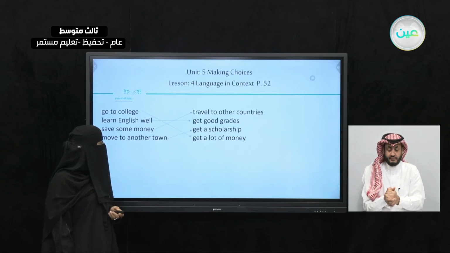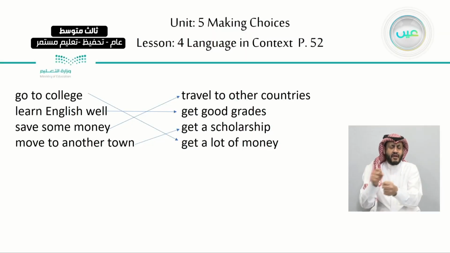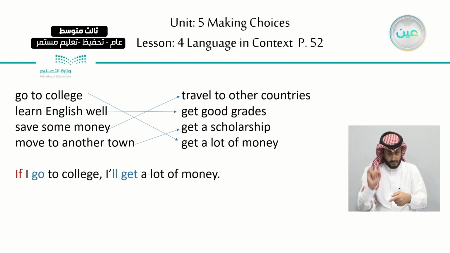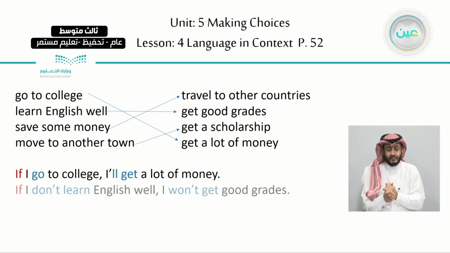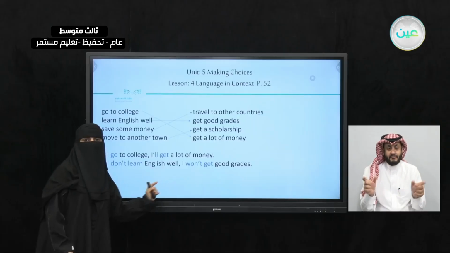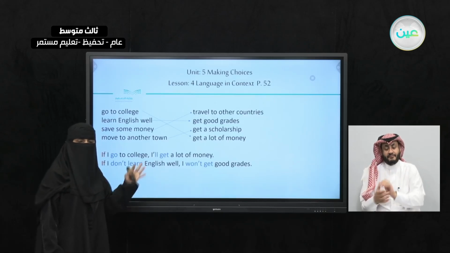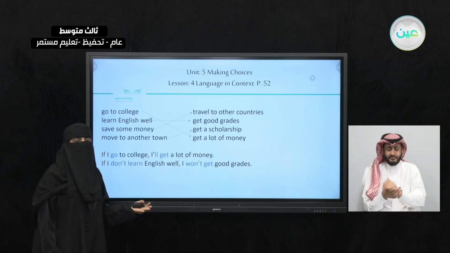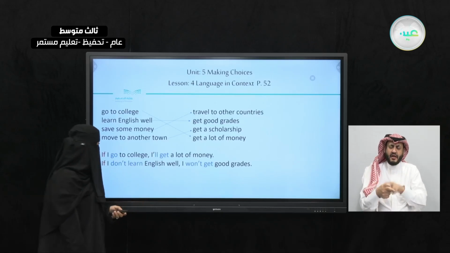Now let's see how I can form the sentences. For the first one, go to college. If I go to college, I'll get a lot of money because I will get a really good job, so I will get a lot of money. What about the second one? If I don't learn English well, I won't get good grades. Here, I use negatives, both negatives. I changed it a bit. You don't have to use positives all the time, okay?